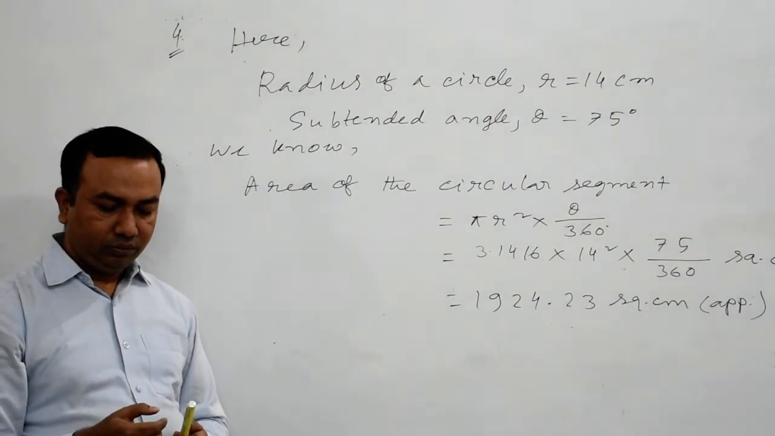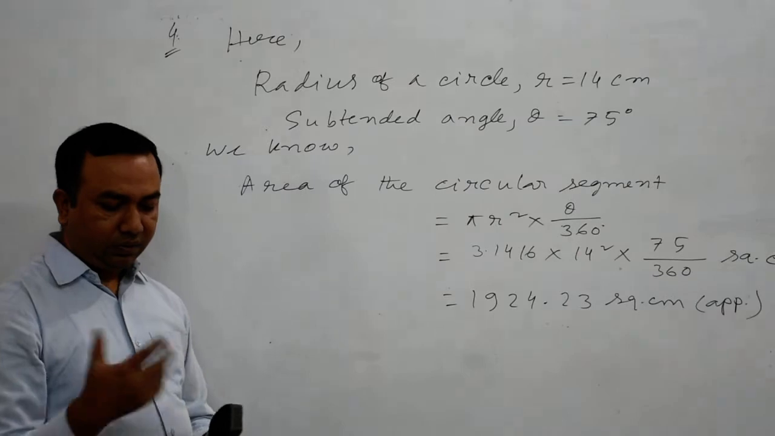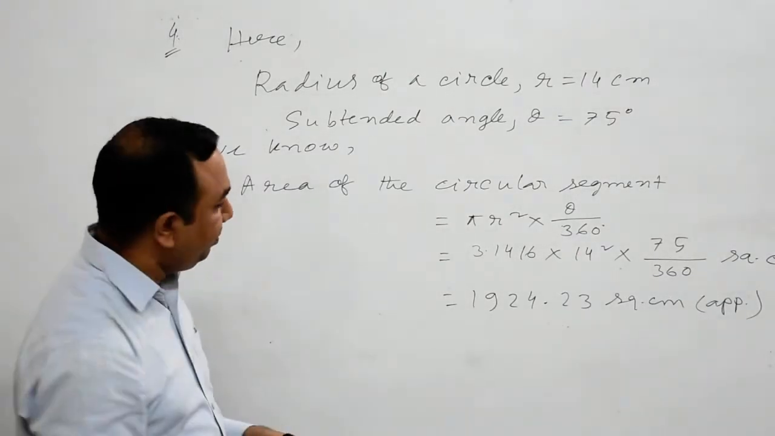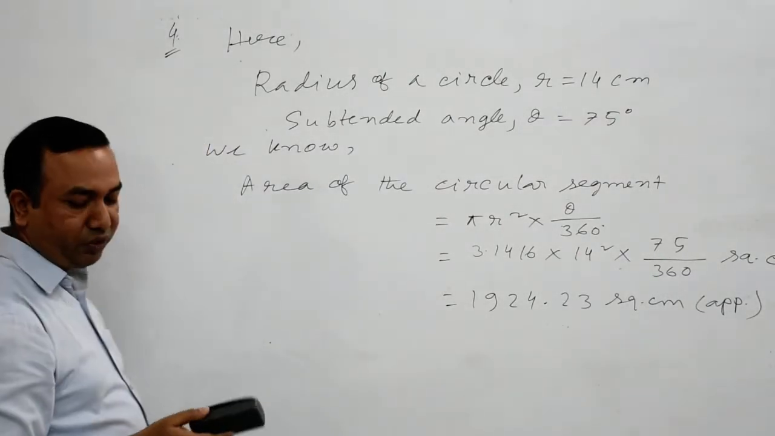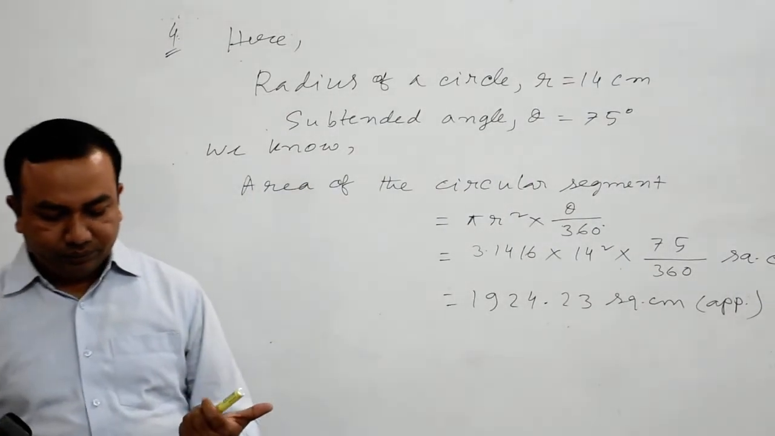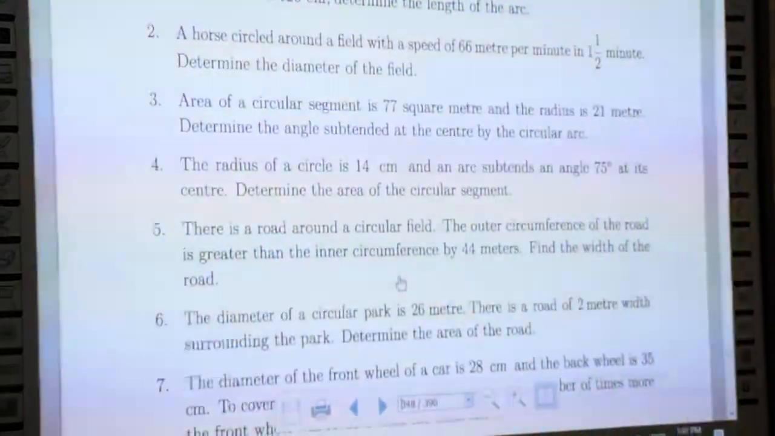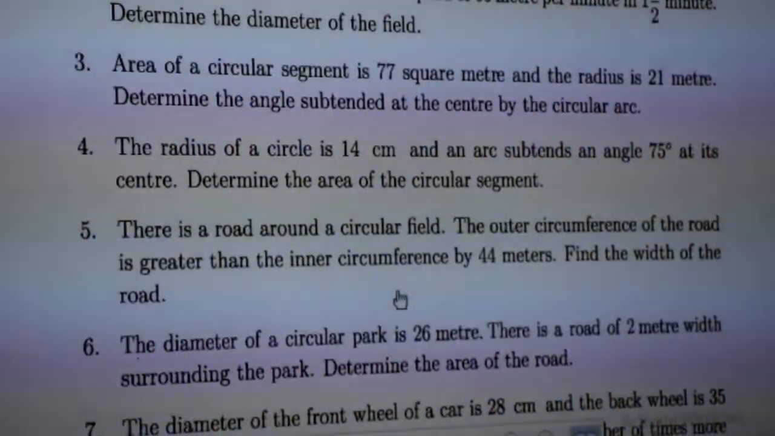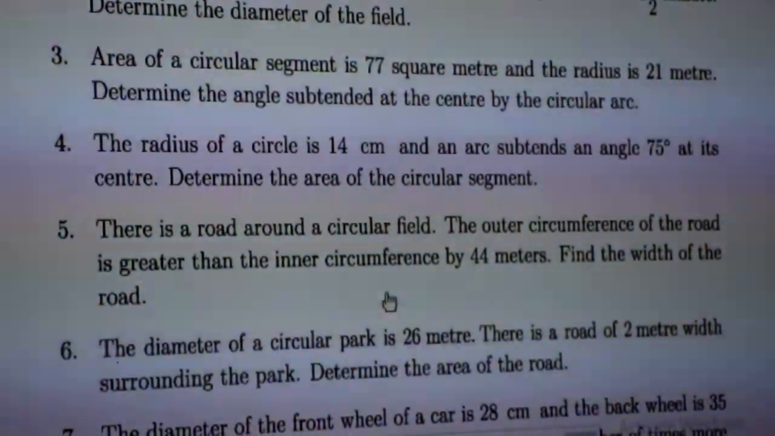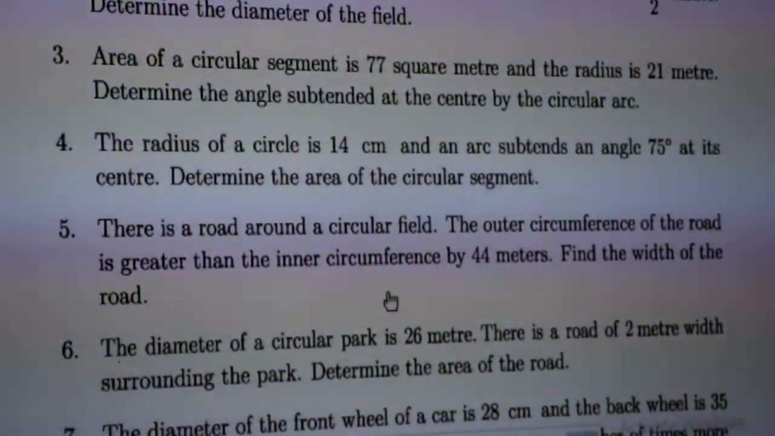So today in this part we will see question number 5. What is given in question number 5? Just see, there is a road, a circular field. The outer circumference of the road is greater than the inner circumference by 44 meters. Find the width of the road. So, which information is given in question number 5 and what is wanted?